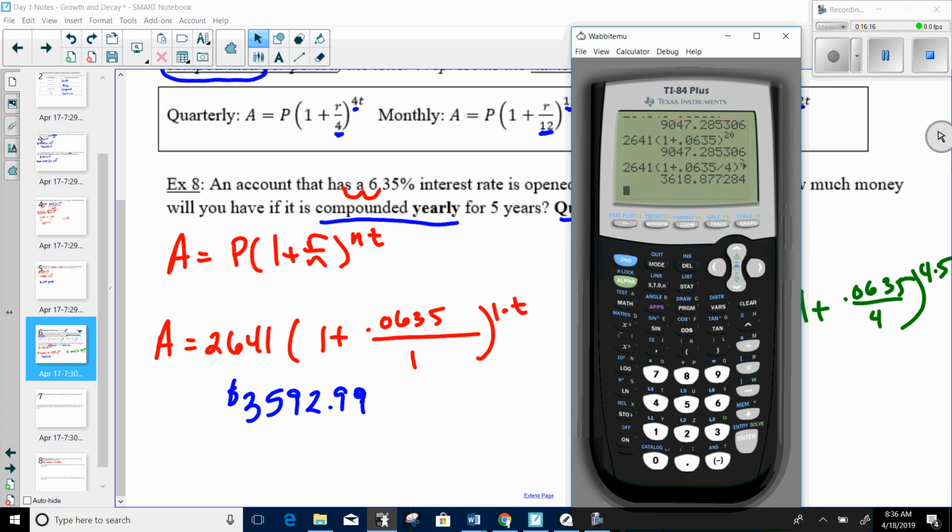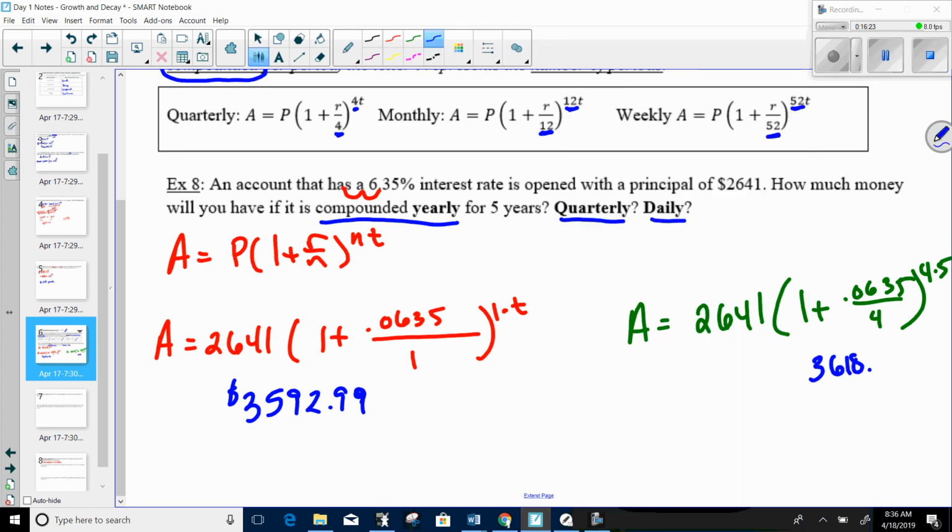$3,618. So this time it would be $3,618 and some change. Okay, and that is because you're compounding it more often. And then if you do daily, you would change the 4 to 365.